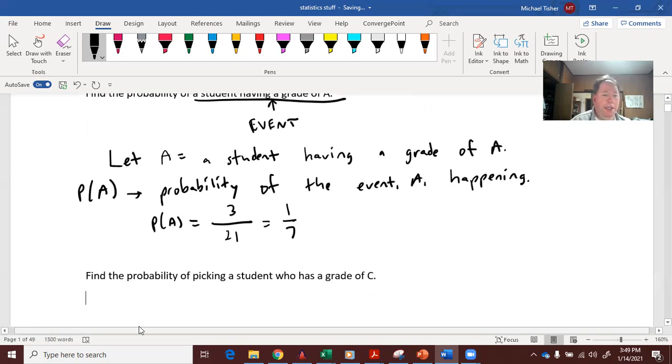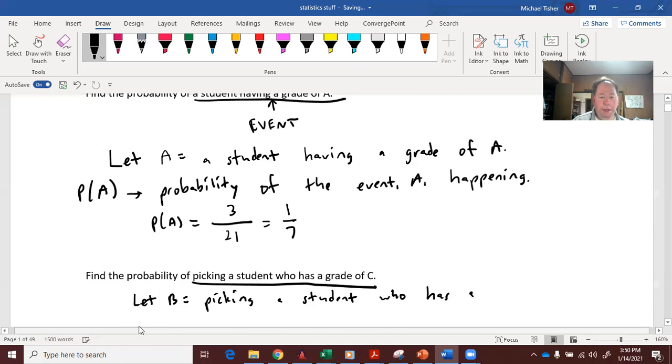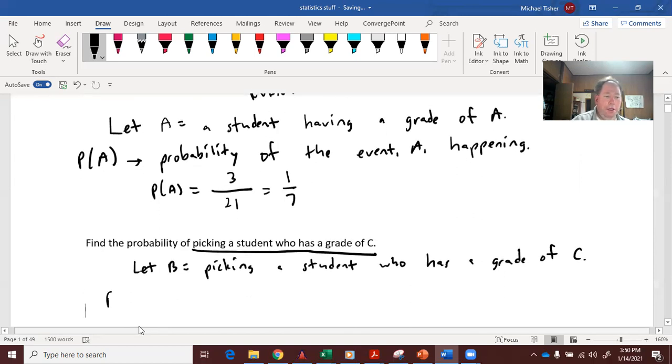Okay, now same thing. We can let a variable represent the event. So in this case, the event is all the words after the words probability of. And we have picking a student who has a grade of C after the words probability of. And so we'll let the event, in this case, we can say B is equal to picking a student who has a grade of C. And so we'll denote this by writing P of B. So in this case, P of B stands for the probability of picking a student who has a grade of C.